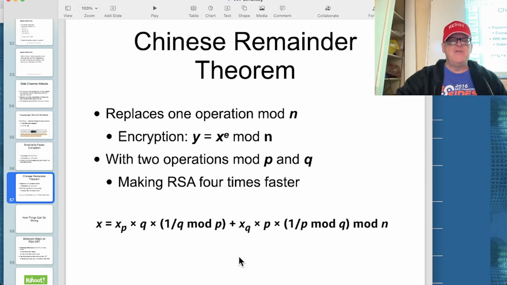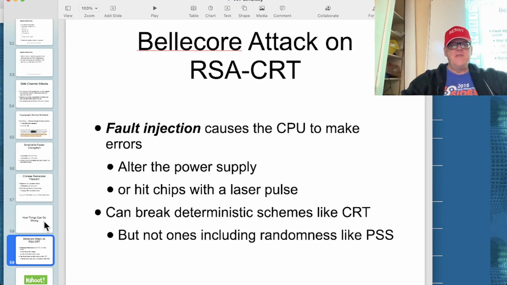So this is called the Chinese remainder theorem, and it is just a way of making the math run faster by exploiting the fact that n is not prime and can be expressed as p times q, so you can break that problem of x to the e mod n into 2 smaller problems using p and q. All right, and things can go wrong.